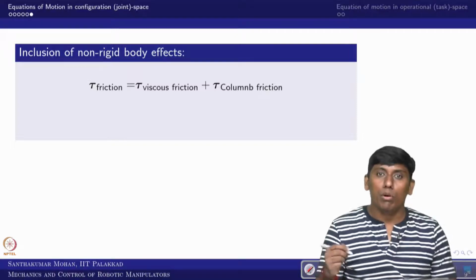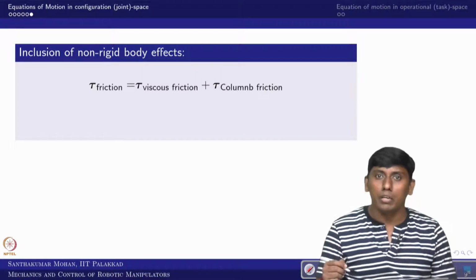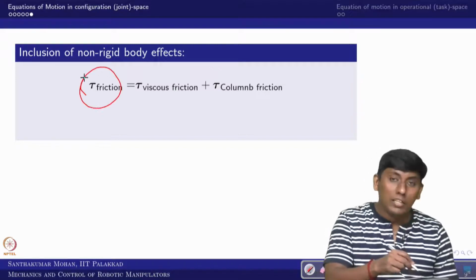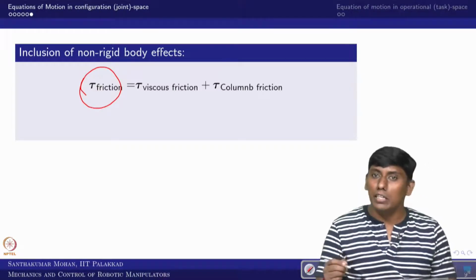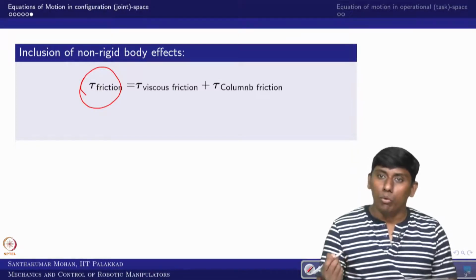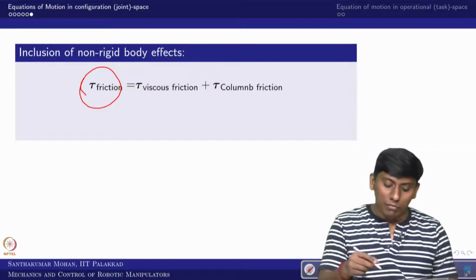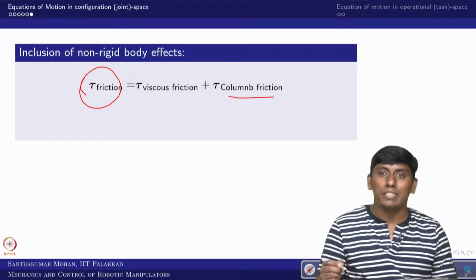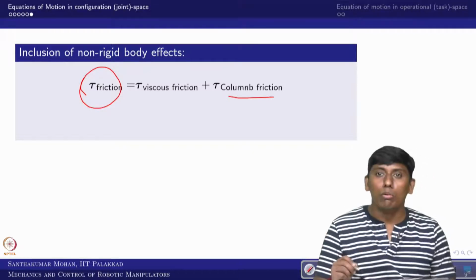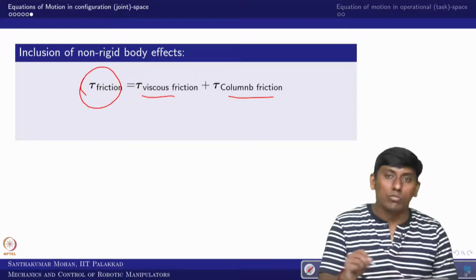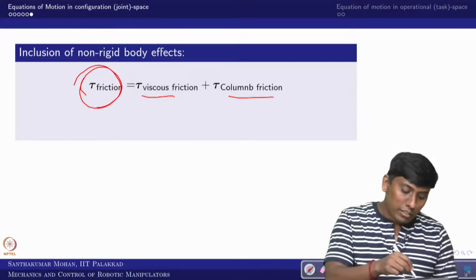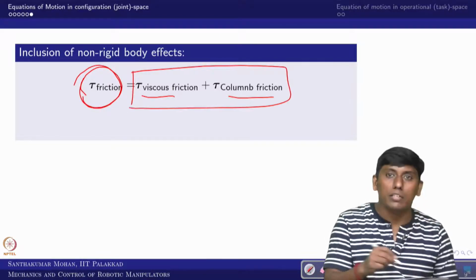If you want to include the non-rigid body effect, here what we are calling non-rigid body effect is the friction. The friction would usually have three components. We usually consider viscous, Coulomb and static friction, but we assume that the static friction is not important. So only Coulomb and viscous are coming. In this sense, you can write this tau friction term as two additional terms.